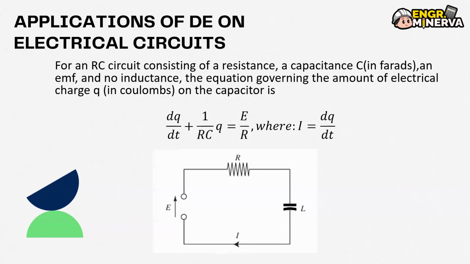Next, we have our RC circuit. So when you see RC circuit, it is now a circuit. Okay, so take note. This is now capacitance. So your RC circuit is now composed of a resistor and a capacitor.